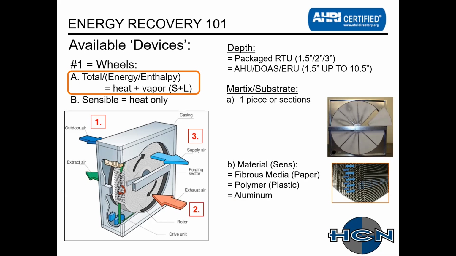The first, the material in the center that transfers sensible energy, can come either as fibrous media, polymer, or aluminum. That transfers the sensible energy. And then the latent energy is transferred by a desiccant that could be either molecular sieve or silica gel. And those are each applied to the matrix and the substrate.